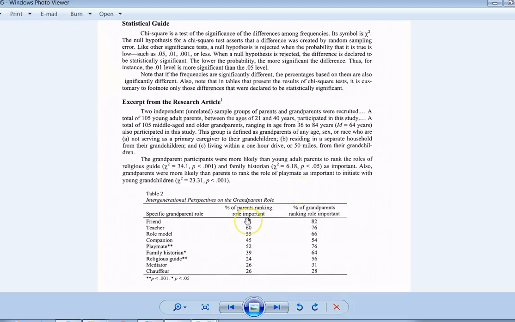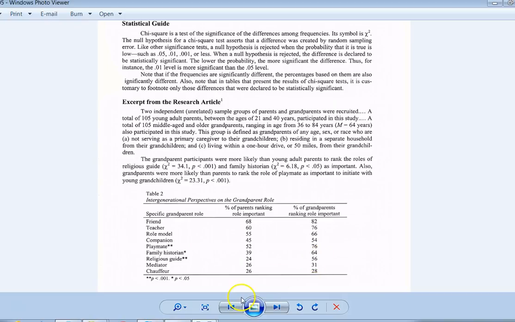So now let's answer those questions. The first one, what percentage of grandparents thought the role of being family historian was important? So very easy. Family historian, you just use the table. Go over to the percentage of grandparents. I'm sorry, family historian. I wrote down 60. So the answer is 64. Family historian right there, 64.